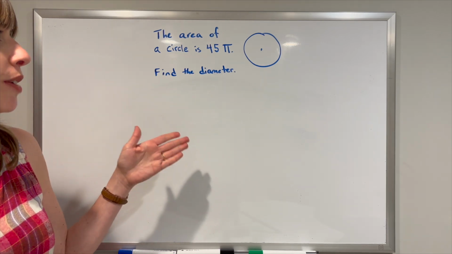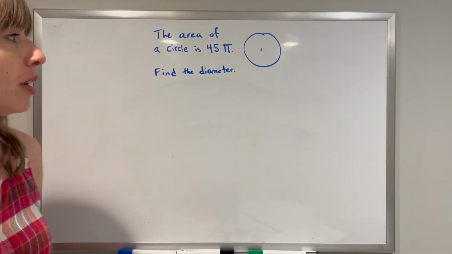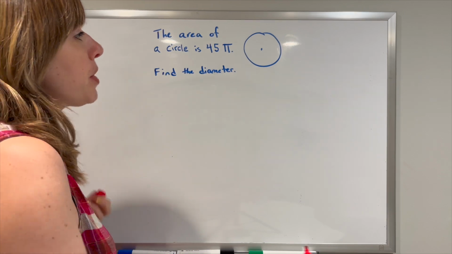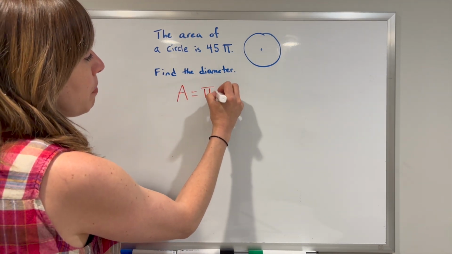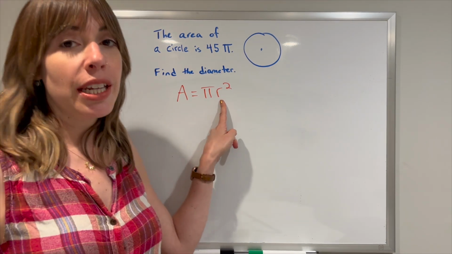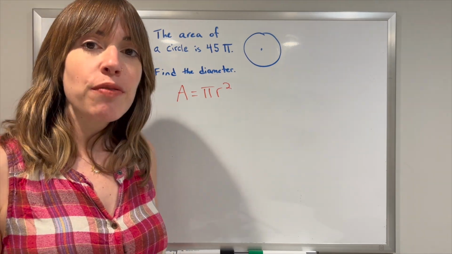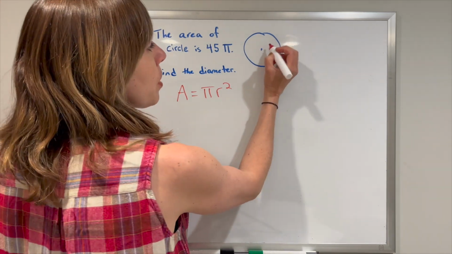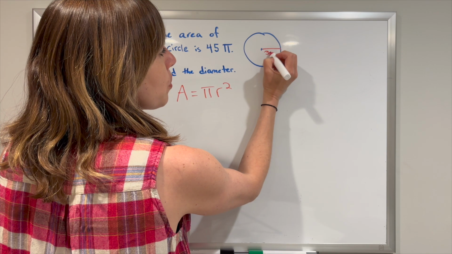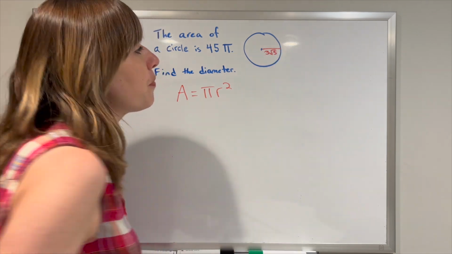Here's another example. The area of a circle is 45 pi. Find the diameter. So your kids will go through a few steps to find the diameter of the circle. First, they'll use the area formula, pi r squared, to find the radius of the circle. Once they find the radius, they can double that to get the diameter. So once they do all this work, they'll find that the radius is 3 radical 5.